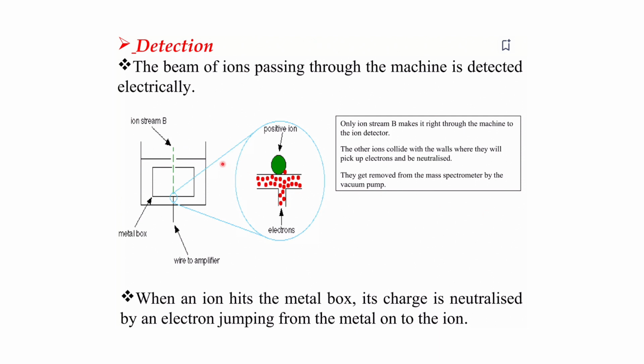As you can see here, the ion stream that passes through the deflector makes its way to the ion detector chamber. Here is a positive ion, and other ions collide with the walls where they pick up electrons, and hence the positively charged ion gets neutralized because an electron is knocked into it. They get removed from the mass spectrometer by the vacuum pump.